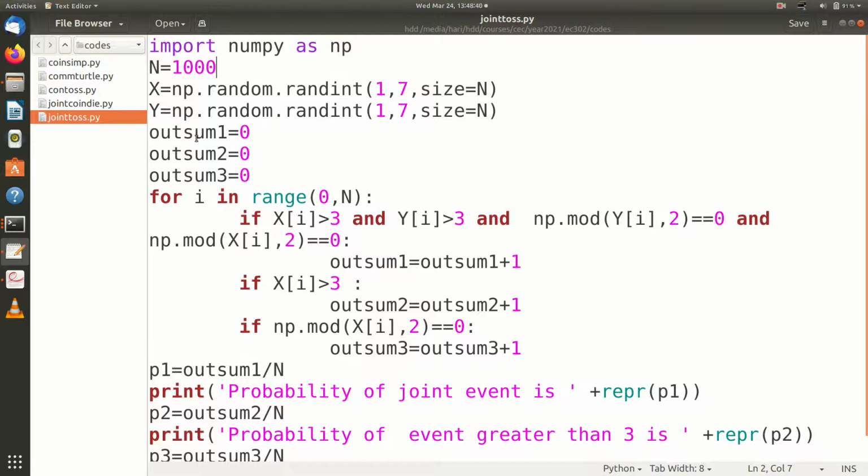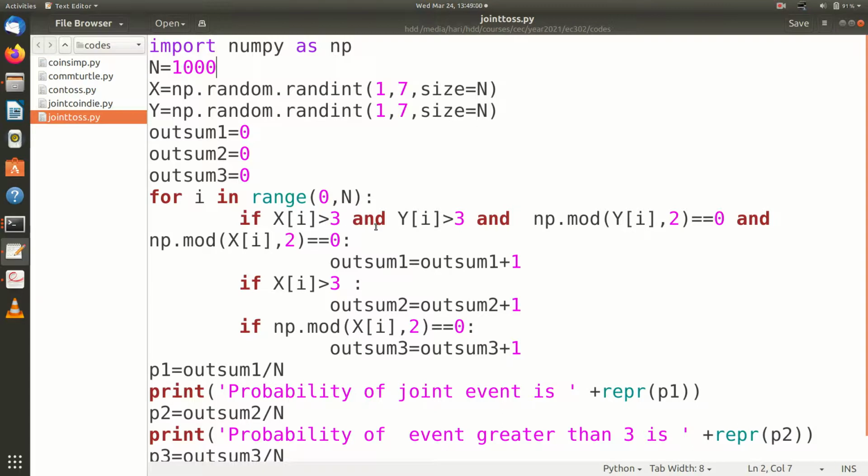So then what I do is I have to compute 3 probabilities. So I need to add something and then divide by the total number. So here some values, 3 values, I initiate to 0. Then for i in range(0, n), for these 1000 tosses, I consider some event.